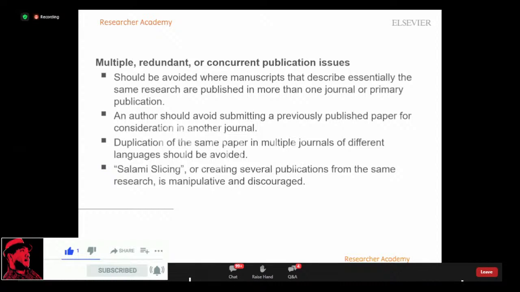Duplication of the same paper in multiple journals or in different languages should be avoided as well. And something that we refer to as salami slicing, which is really using the same research but turning it into multiple papers, is considered manipulative and also should be discouraged. It can really also, once again, lead to retractions. So these are some final important things that I wanted to share today.